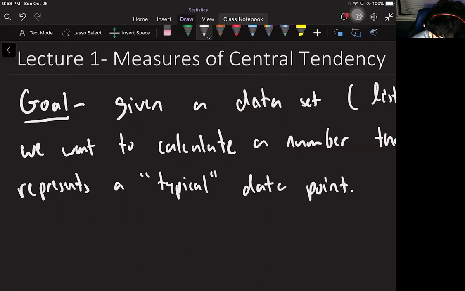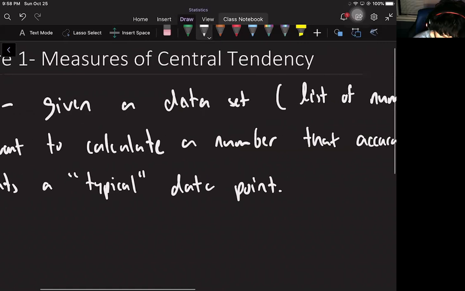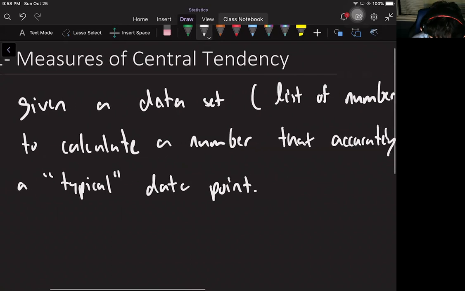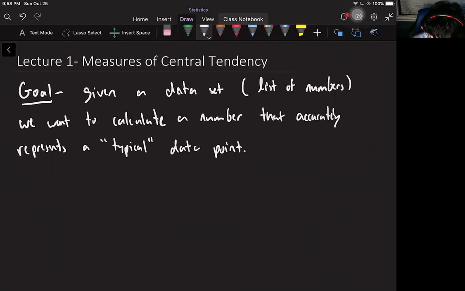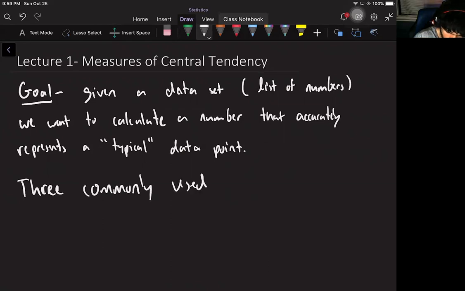So for example, a data set could be a list of heights. So you have a whole bunch of numbers that are heights, and what you want to do is calculate from that list a number that represents a typical height in that list. Okay, and there's three very common ways to do this. There's three common numbers like that. So that's what we're going to go over today. So three commonly used such numbers.